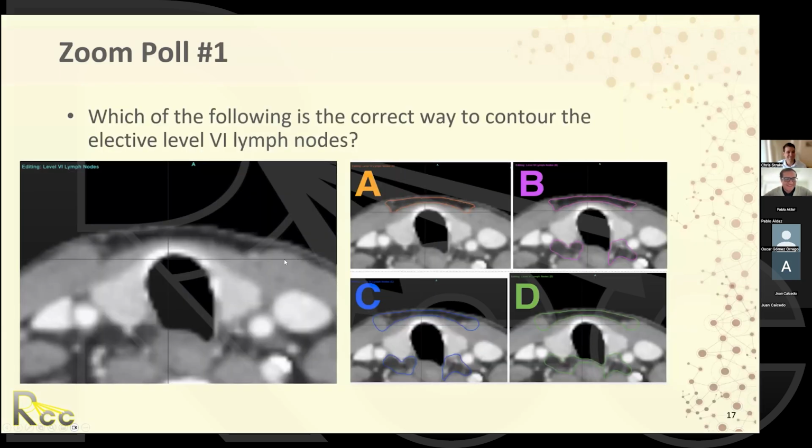Not so far. Okay, so we have our first Zoom poll question, which is: which of the following is the correct way to contour both level 6A and 6B? Perfect. We're going to wait a few more seconds to get the responses to somewhere close to 100.